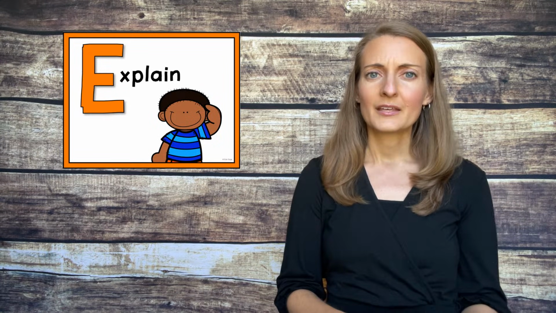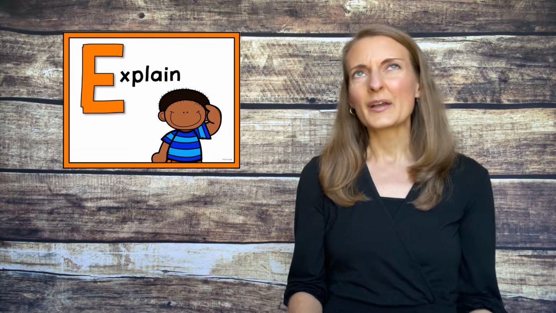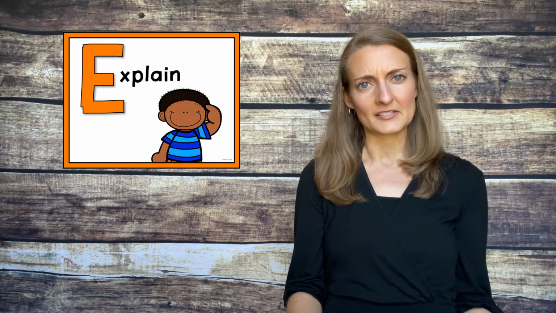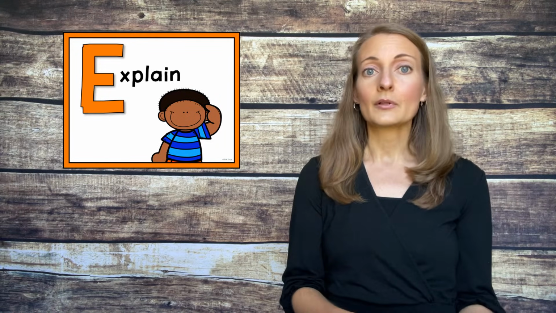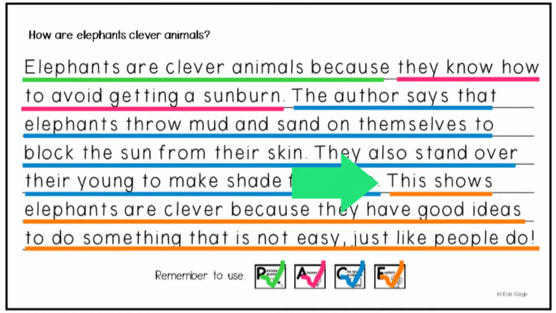And now we also have the E poster for explain. So, what is a thought that I have about animals being clever? What can I say about an elephant being able to do those kinds of things? Well, I know that people have come up with ways to avoid sunburn, but that is really smart for an animal to do that without being taught how. So for the E part, for explain, I can write something just like that. This shows elephants are clever because they have good ideas to do something that is not easy, just like people do. That is an idea or a thought of mine that I have about an elephant doing something clever.